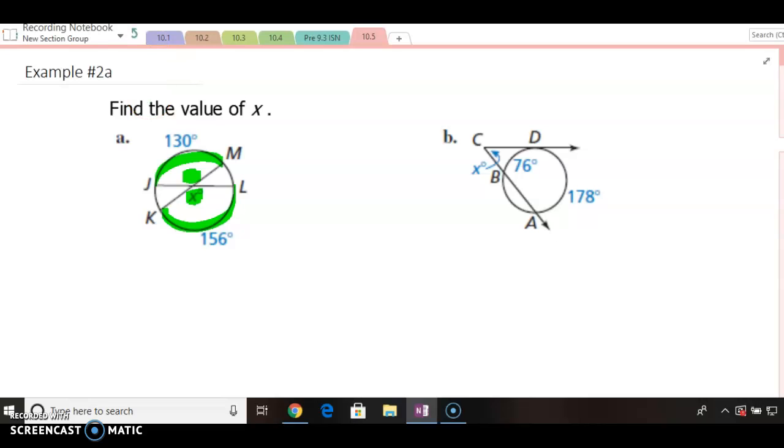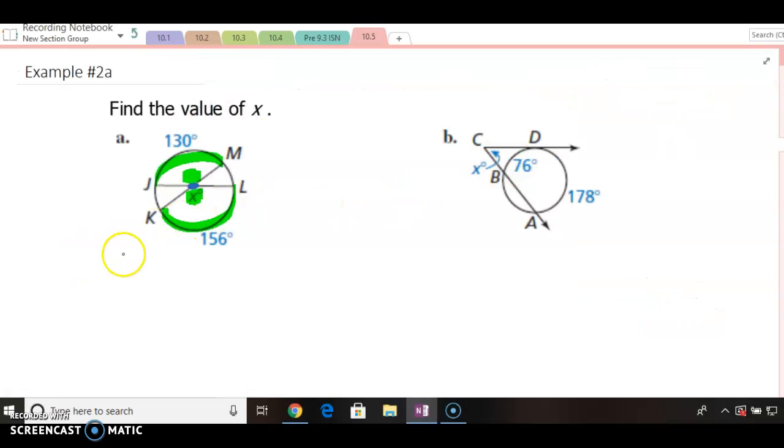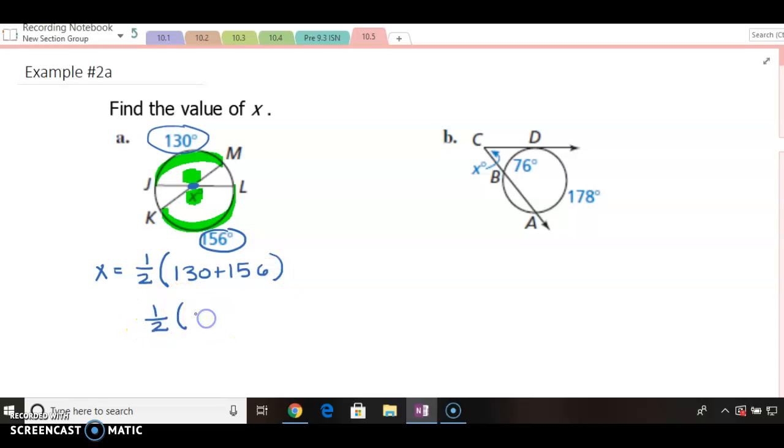Now, because we are intersecting on the inside of the circle, we would use the plus formula, okay? Anytime we're inside the circle, we'd use the plus formula. So the measure of angle x is going to equal 1/2 times the sum of these two arcs. So 130 plus 156, or 1/2 times, what is that, 286, which is 143 degrees.